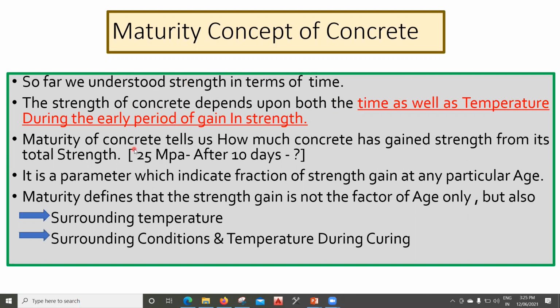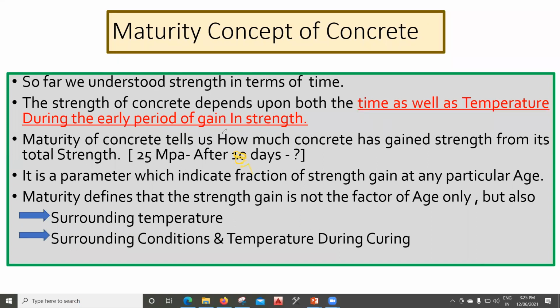So maturity of a concrete tells us how much concrete has gained the strength from its total strength. Let us say 25 newton per mm square or 25 megapascal is the strength of my concrete, or let us say it's the grade of my concrete. Now after 10 days I want to see how much strength my concrete has gained. Now if you ask me, we have the very straight formula, right? Let us say instead of 10 days, I'll make this as 7 days. Now how do you calculate this?